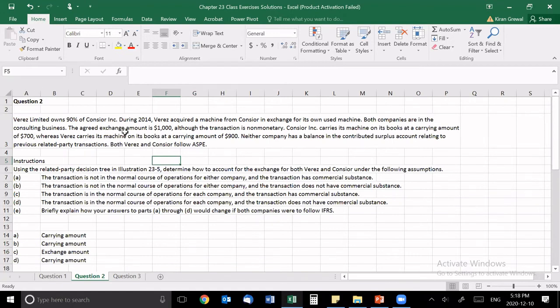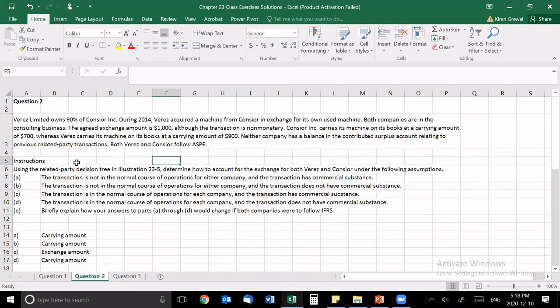The agreed exchange amount is $1,000. The transaction is non-monetary, and Consour carries its machine on its books at a carrying amount of $700, where Verez carries it at an amount of $900. Neither company has a balance in their contributed surplus related to previous related party transactions. So that's important when we get to the journal entries, so I'll show you that. And both follow ASPE. Okay.